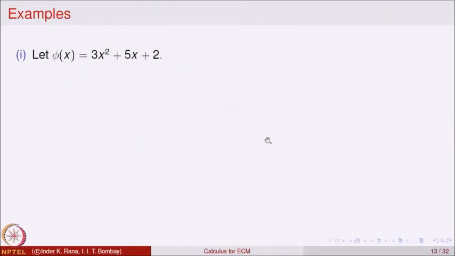for the function phi x, which is 3x square plus 5x plus 2. So we can think of this as a function composed of 3x square, to this you add another function 5x, and to this you add another function 2. So we can think of phi as a sum of 3 functions, and then we can apply the addition rule. So let us do that.